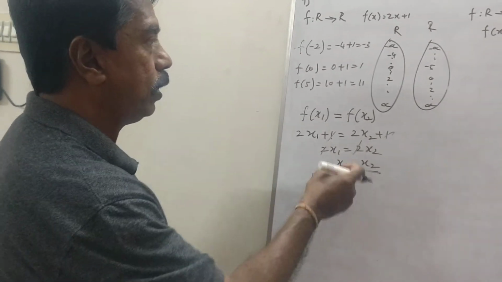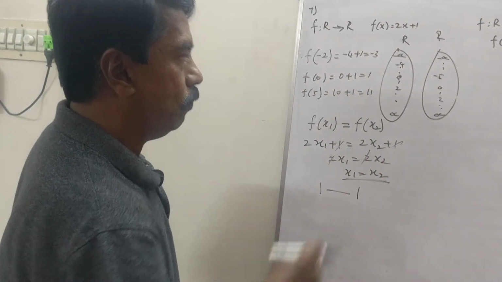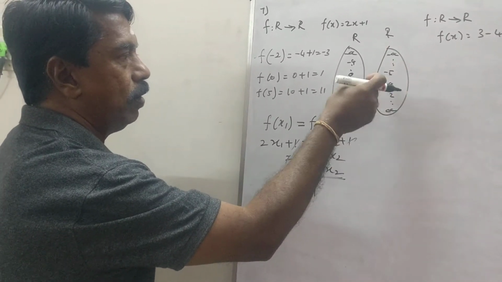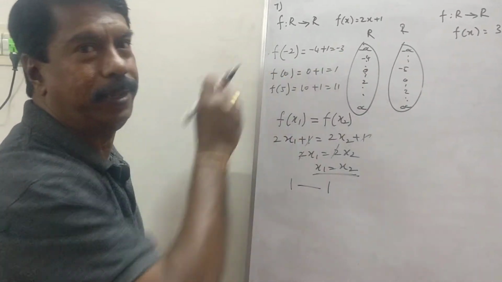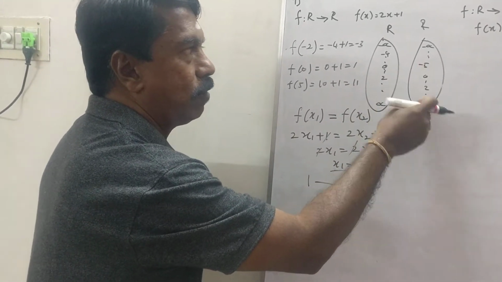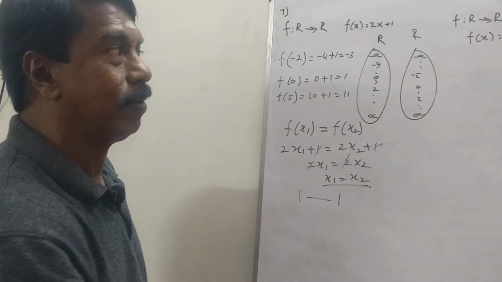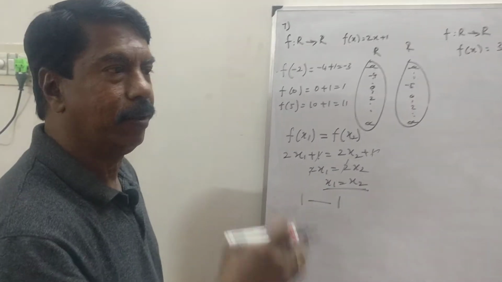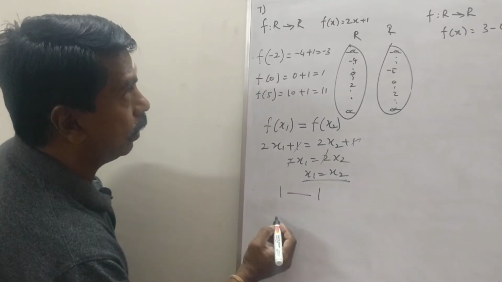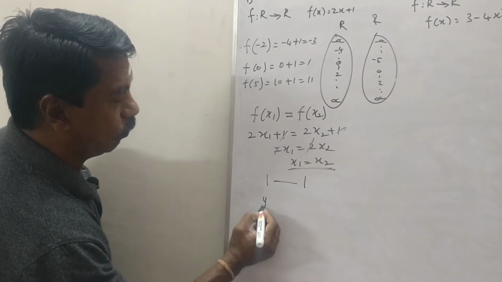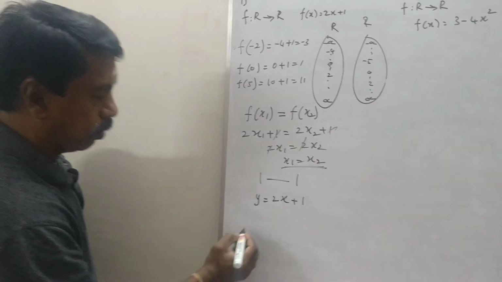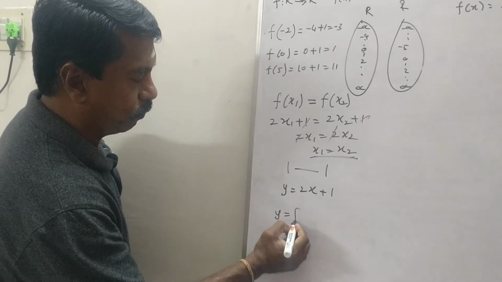Now to prove that it is onto, we have to prove that every element of the codomain will definitely have a pre-image in R. No element should be left out in R without a pre-image. Onto means codomain and the range are equal. Now how to take? See here, let y is equal to 2x plus 1, and y is nothing but f of x.